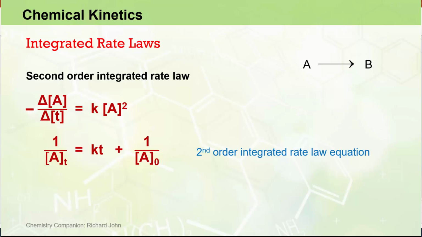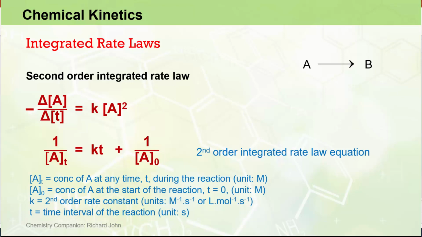Again, in chemistry, the mathematical derivation of this expression is less important than the ability to understand and apply this equation. The terms in this equation have the same meaning as previously, except that the rate constant k in this case is known as the second order rate constant and has the units molarity to the minus 1, seconds to the minus 1, or liters per mole per second.